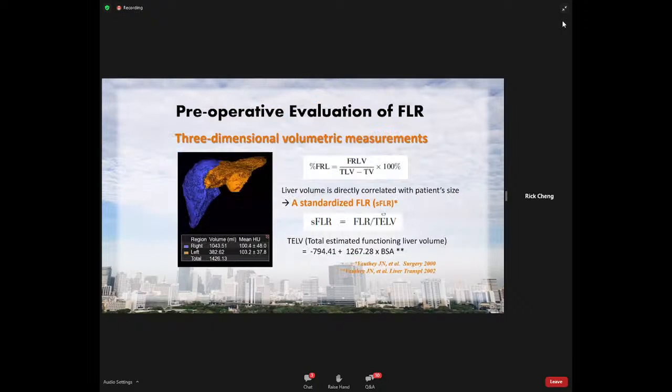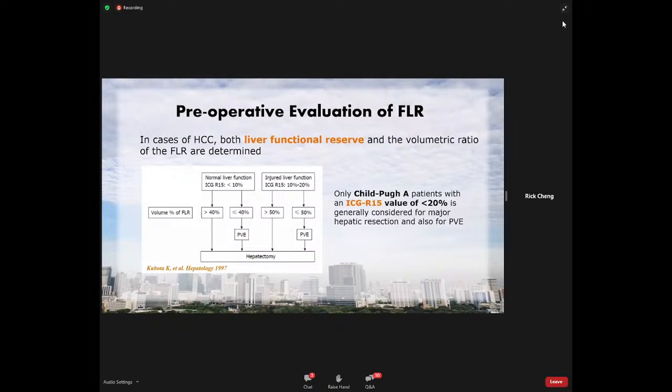Volumetric measurements from CT or MRI are required in all the patients. Tumor volume has to be excluded from the total liver volume, and the standardized FLR is more accurate to estimate the functioning liver volume based on the patient's size. In HCC patients who had chronic liver disease, the indocyanine green retention test has been widely used to evaluate the hepatocyte function. The cutoff value is less than 20% to consider major hepatic resection.